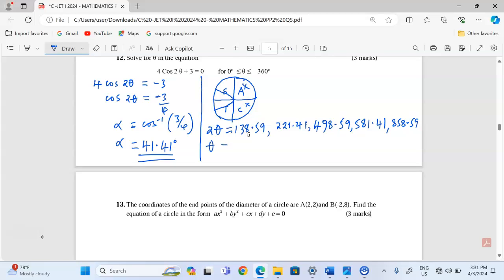So to get theta now, I have to divide through by 2. 138.59 over 2 gives me 69.30 degrees. When I take 221.41 and divide by 2, this gives me 110.71 degrees. When I take 498.59 and divide by 2, this gives me 249.30 degrees.